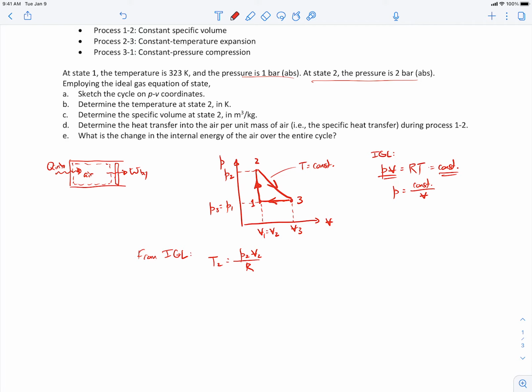That's, by the way, the gas constant for air. It is not the universal gas constant. It's just the gas constant for air.